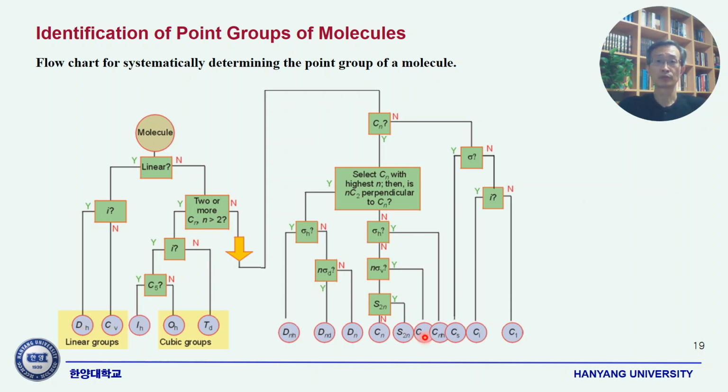Then that's Cnv, which is C2v in this case. So the water molecule has symmetry elements C2, sigma v, sigma v prime, and E. Those are the symmetry elements of a group of symmetry. That symmetry group is C2v in this case.